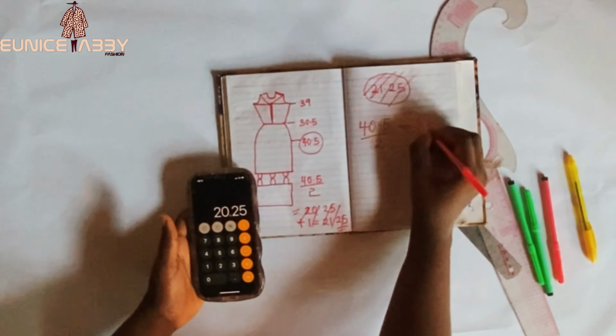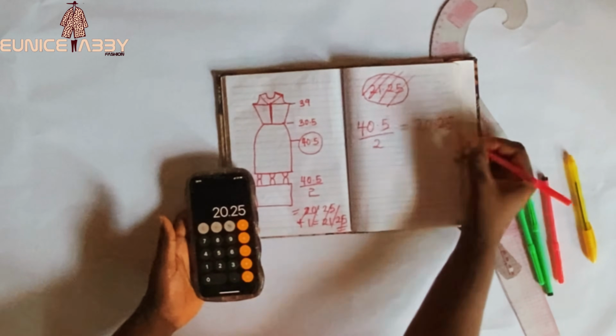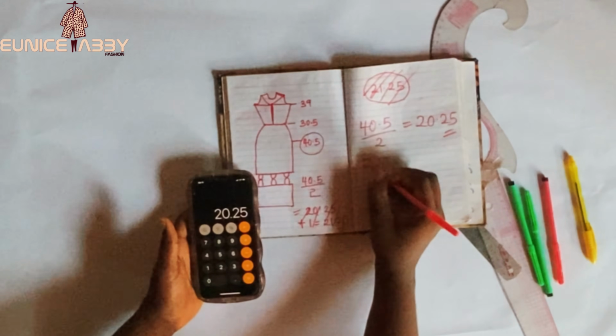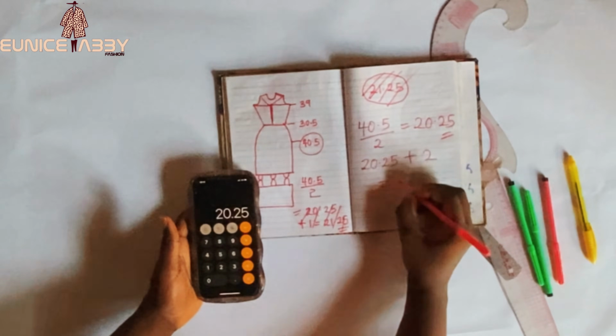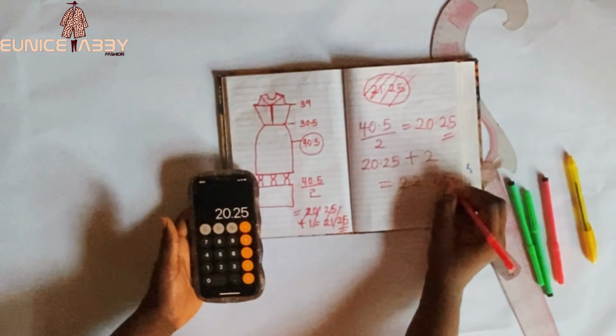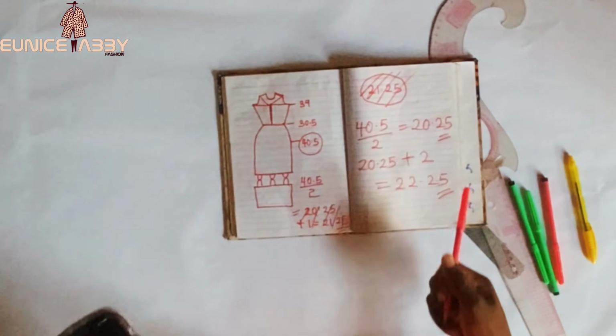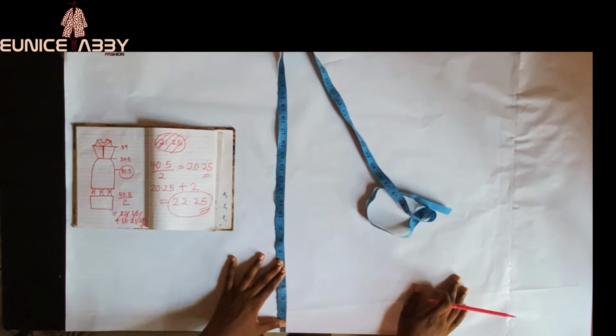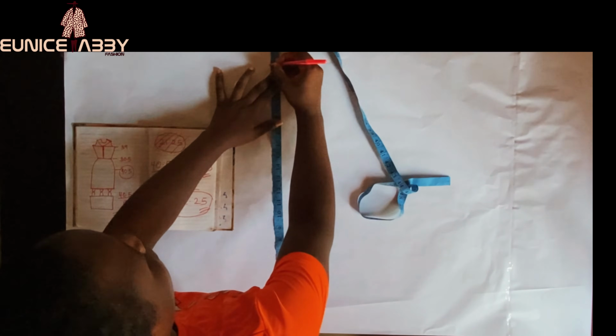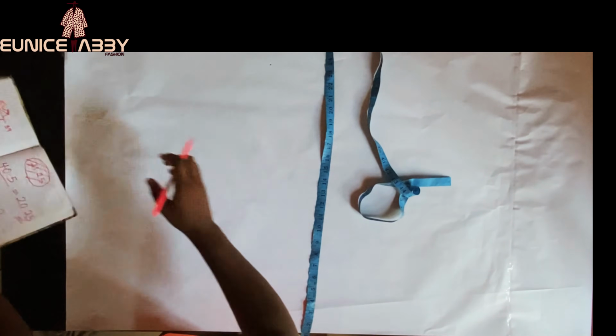40.5 divided by 2 gives me 20.25. To that 20.25, I am going to be adding extra 2 inches, and that is 22.25. That is what I will use to divide this pattern paper. Okay, I will proceed to mark 22.25 on my pattern paper.